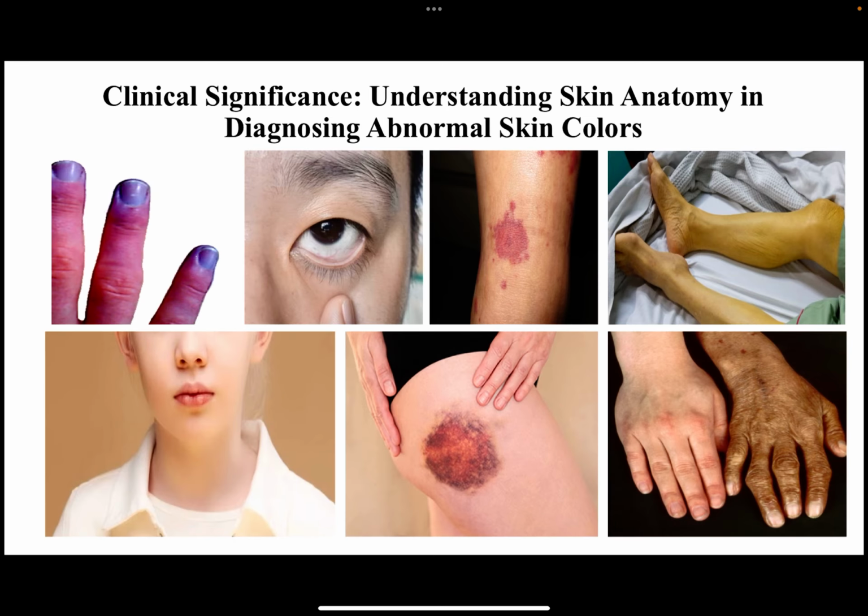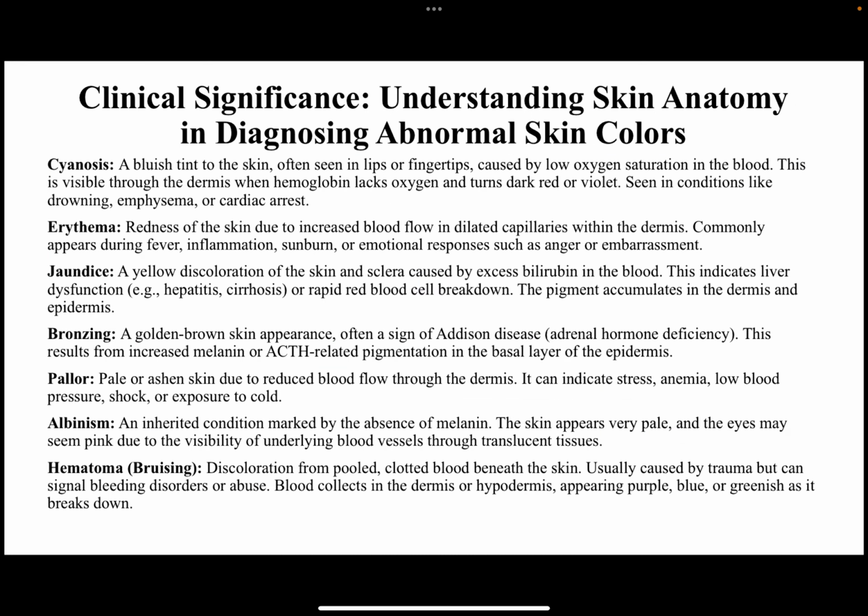Erythema, this one, the one here. 1, 2, 3. Uppermost. 1, 2, 3. Erythema. Okay. We have jaundice, yellowish discoloration.